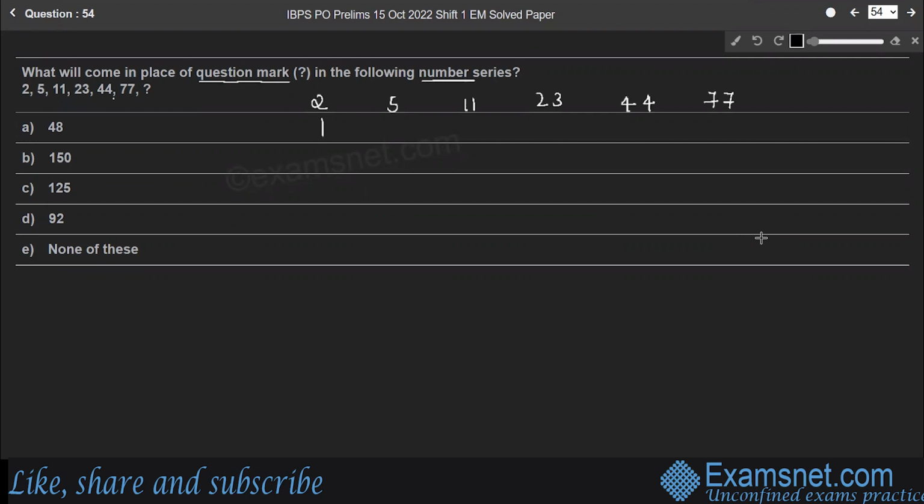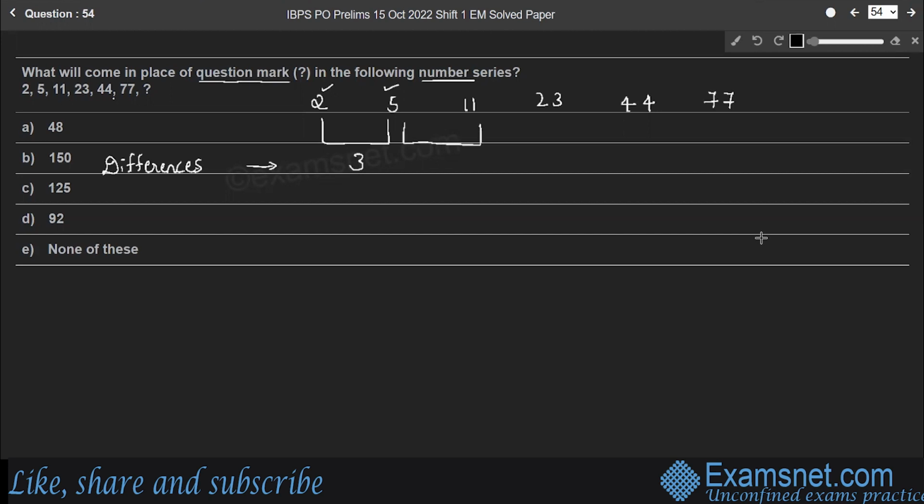So, look at the difference between the first and second numbers. We'll consider these as differences. Otherwise, we have to add some number to the previous number to get the next number. So, for your convenience, I am taking differences. The difference between the first and second number is 3, because 2 plus 3 gives 5.